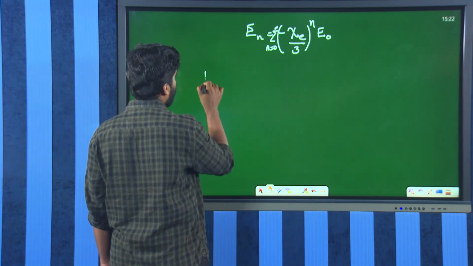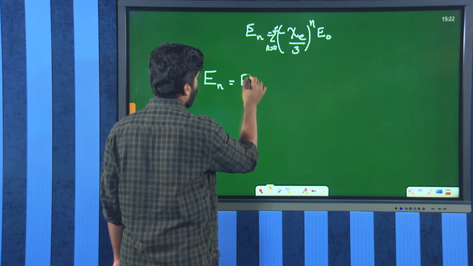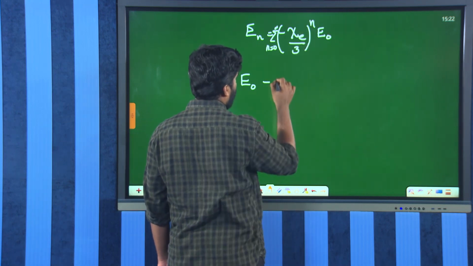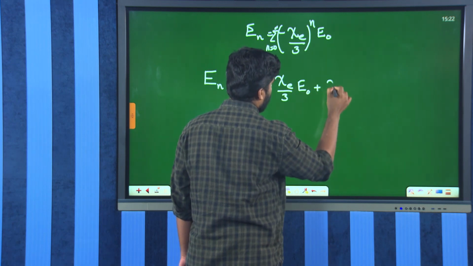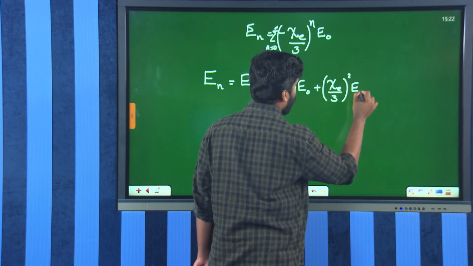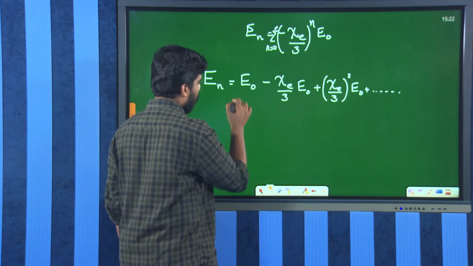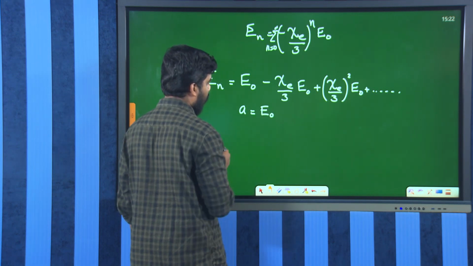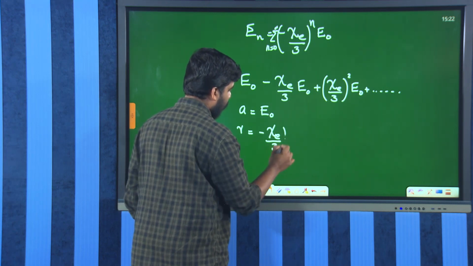So I can write the total electric field E is equal to E0, plus, for n is equal to 1, minus chi e by 3 E0, plus chi e by 3 the whole square into E0, plus like that it will go. So this is a geometric series, and the first term a is equal to E0 and r is equal to minus chi e by 3.